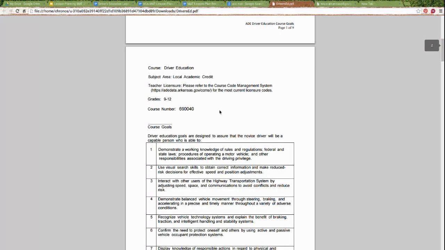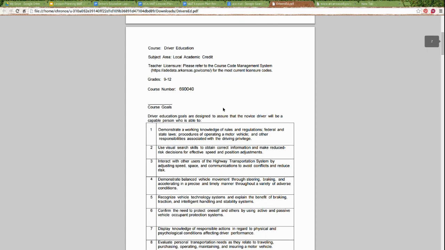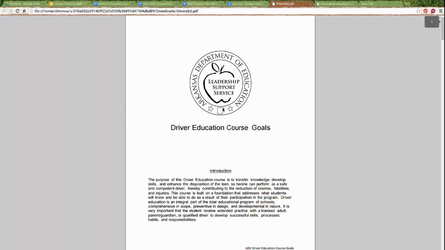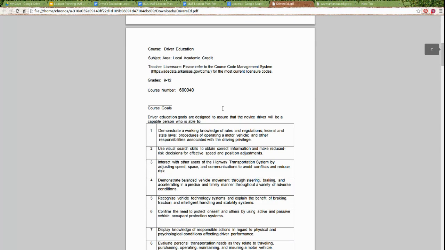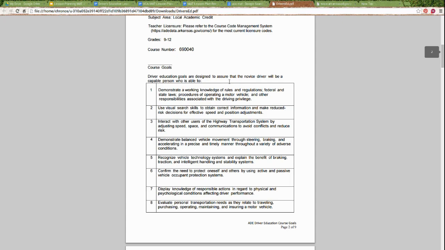And this document, just so you understand how these work, usually a curriculum framework document, near the beginning will be a set of course goals. So these are the 8 big goals of a driver's ed course. And then the following pages will break down each of these specific course goals into the more detailed. So we started to look at this one, and we thought maybe this one would be a good one.